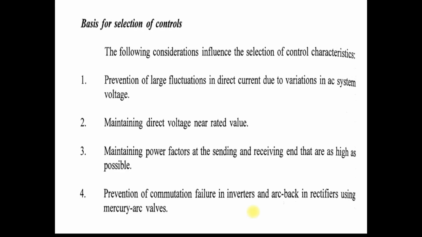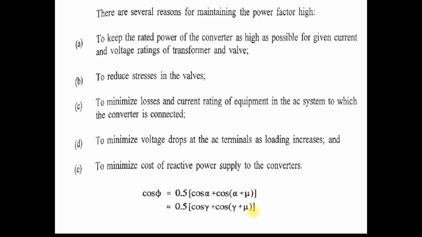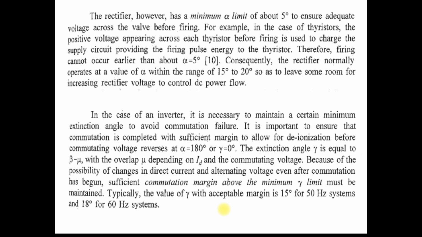Then we saw the basic considerations when we select the control characteristic of the HVDC system. There are 4 criteria when we select any control characteristic. Then we saw the reasons for maintaining a high power factor at the rectifier side as well as the inverter side. Because of all these 5 reasons, we maintain a high power factor at both sides of the converter in the HVDC system. And then we found the minimum value of the alpha limit for rectifier operation, and the minimum gamma limit in inverter operation. I hope you understand this concept.